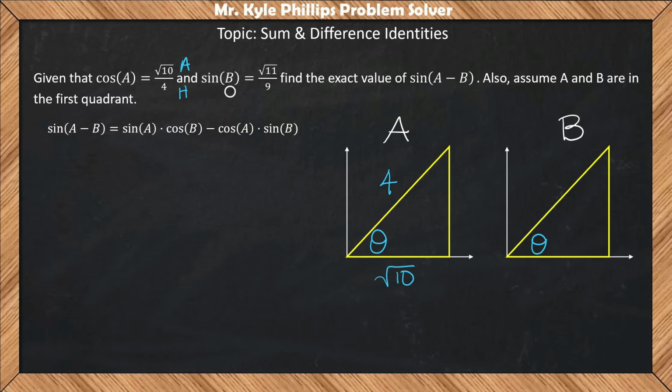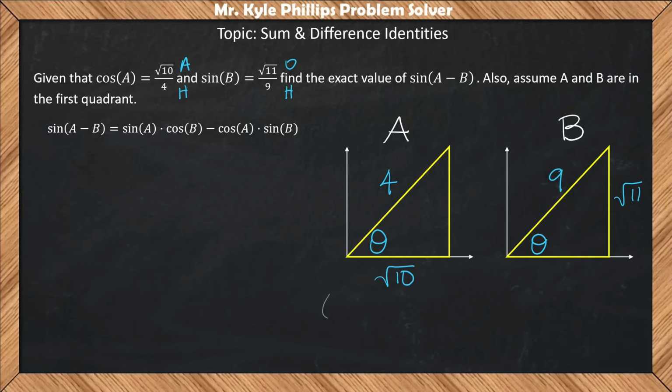I can do the same thing over here with triangle B. Here I have that sine is root 11 over 9. Well, sine is the opposite over the hypotenuse. So the opposite from my reference angle here will be the square root of 11, and my hypotenuse will be 9. So you'll see that really the only thing we're missing are these leg lengths here. So we can find the missing leg length of any right triangle by using Pythagorean's theorem.